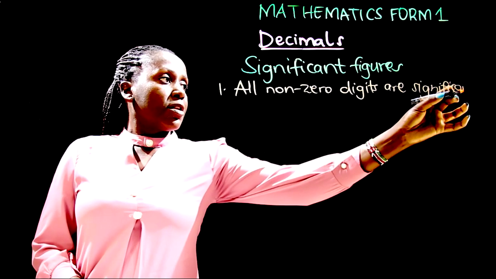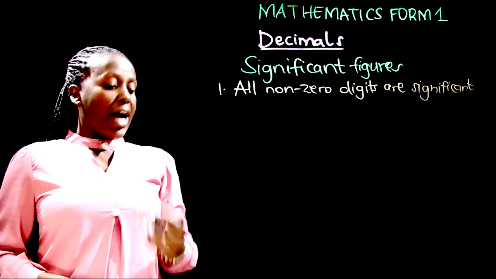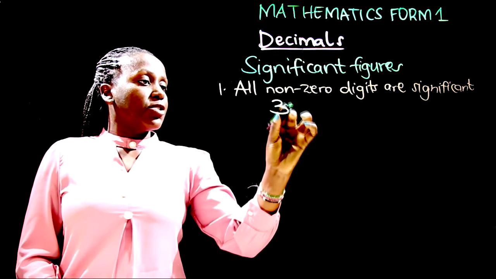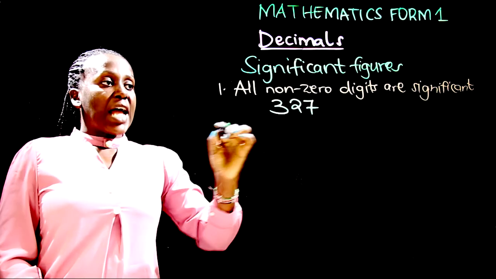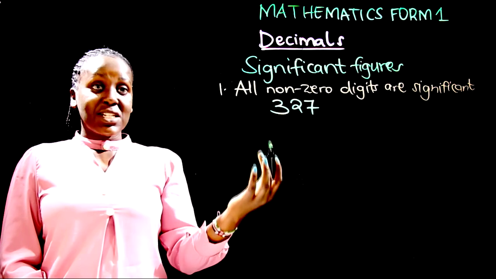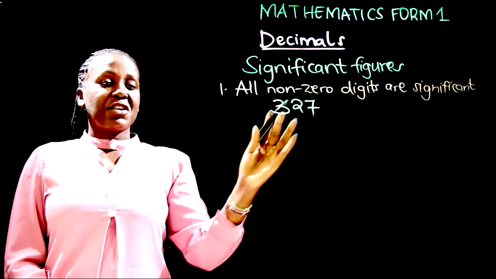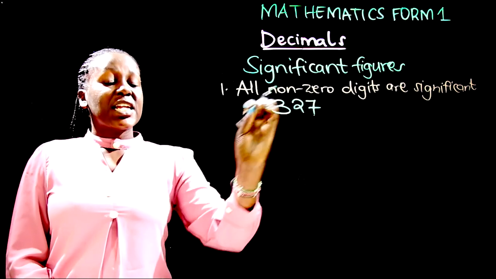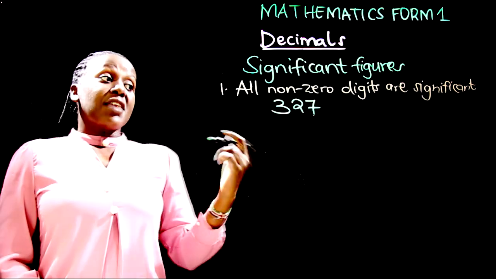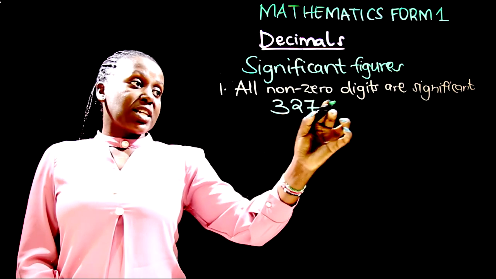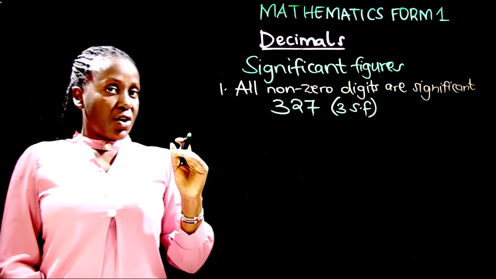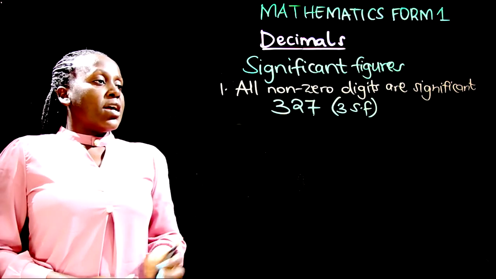Okay? An example, if we have a number like 327, non-zero means a digit that is not 0. So 3 is not 0, 2 is not 0, 7 is not 0. So all these non-zero digits are significant in this number. Therefore, we can say that this number has 3 significant figures. Got it? Alright.